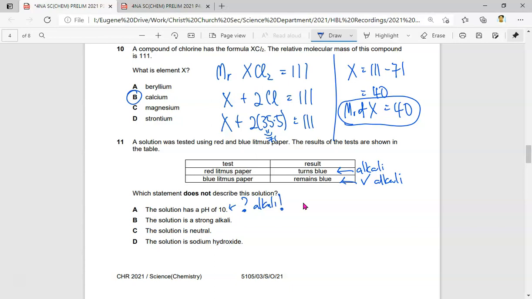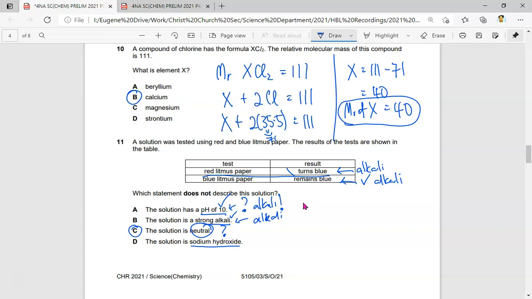Okay, possibly. Solution is a strong alkali. Possibly, yes, because I know it's an alkali. Solution is neutral. How can it be neutral? Because if it's neutral, this will not happen. If it's neutral, the red will not turn blue. As such, therefore C must be the answer, because the solution is not neutral, the solution is alkali. So pH 10 is correct because it's an alkali. Strong alkali, yes, correct, possibly.